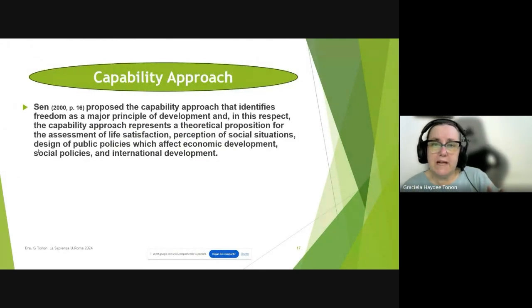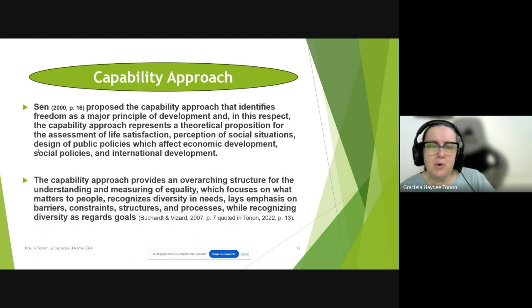Sen proposed the capability approach, which identifies freedom as a major principle of development. In this respect, the capability approach represents a theoretical proposition for the assessment of life satisfaction, perception of social situations, and design of public policies which affect economic development, social policies, and international development.